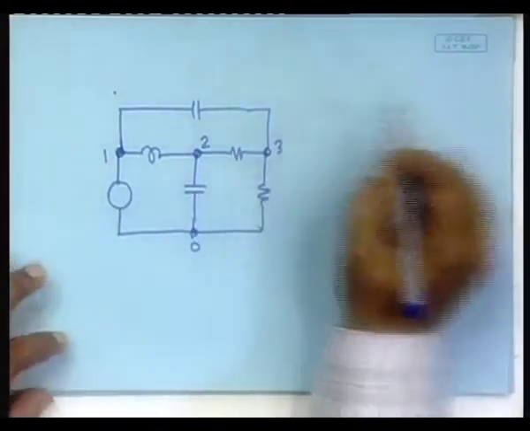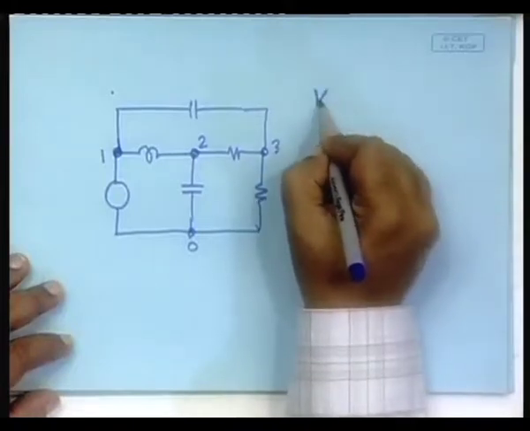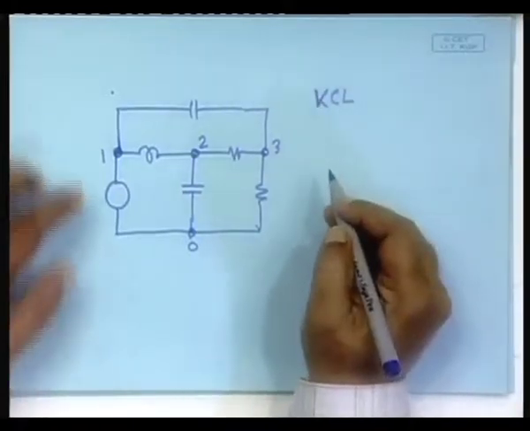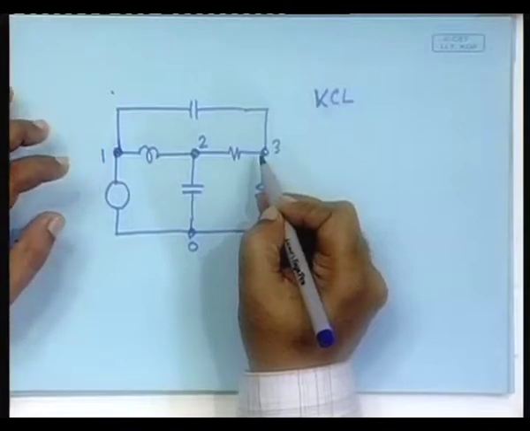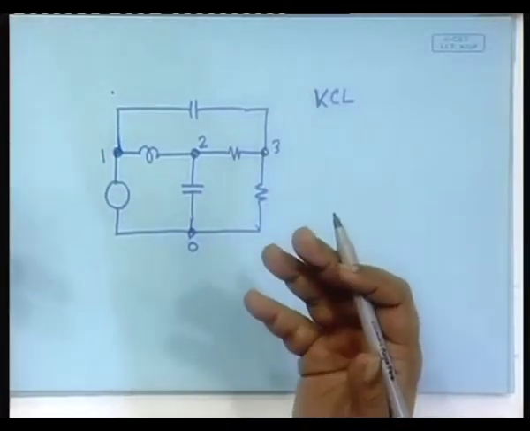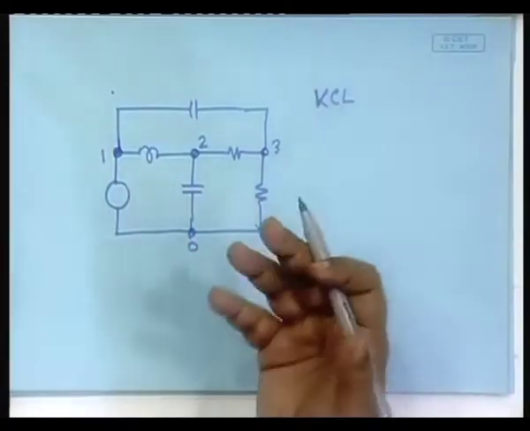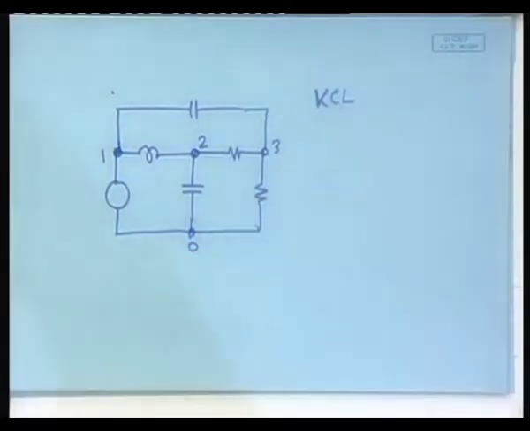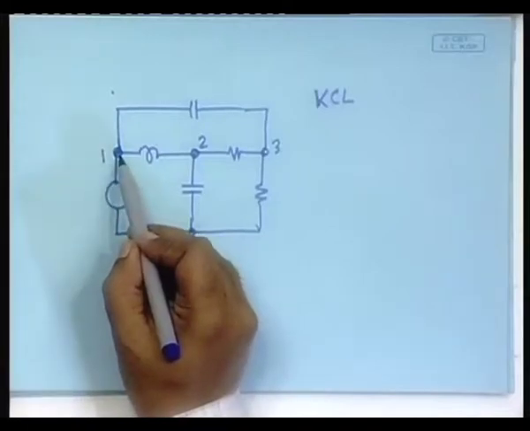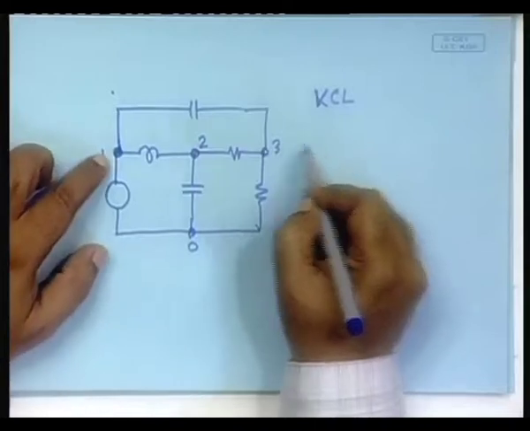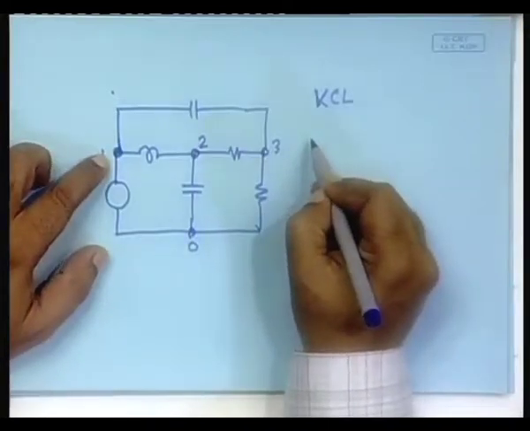So you can write the KCL equations as, say, I am assuming the currents that are entering a node to be positive. Remember, that is my convention. How I take it is my business. So I consider that the ones that are entering the node add up to 0. So I will write what?